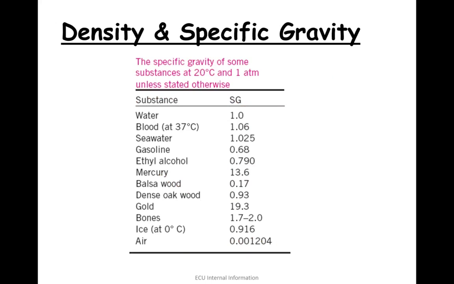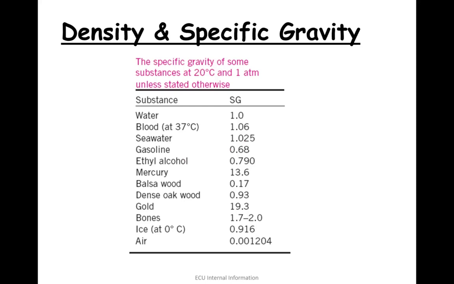In here we have density, and we have a specific gravity of a few liquids or air. You can see water is 1 because water is the reference. Blood is heavier than water, that means 1.06. That means if a specific gravity is greater than 1, it is heavier than water. If it is less than 1, it is lighter than water.